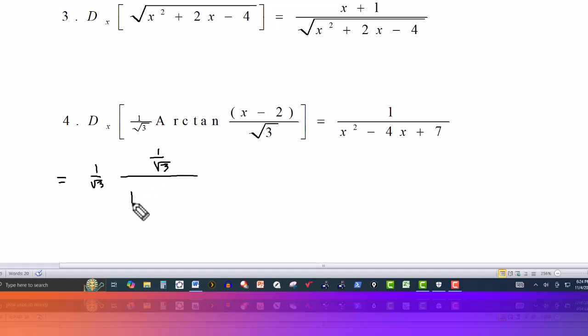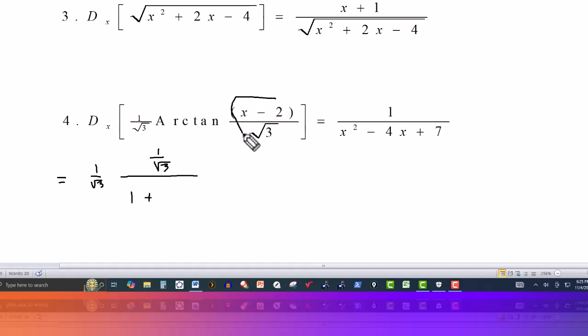And this is 1, and the denominator was 1 plus u squared. The u is right here, x minus 2. Again, I took the derivative of this right here. You can do it this way if you want: x over the square root of 3. The derivative of that is 1 over the square root of 3, and then minus 2 over the square root of 3, but that's constant, so the derivative is 0. I'm left with this.